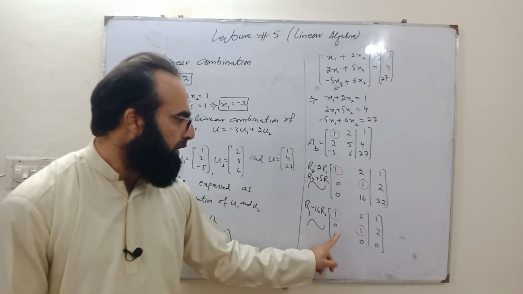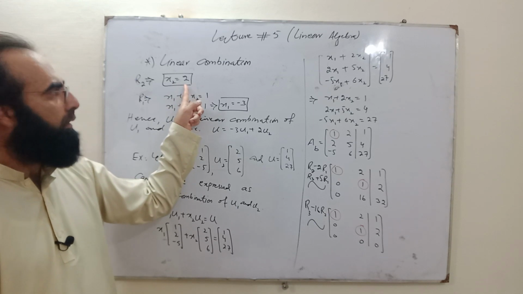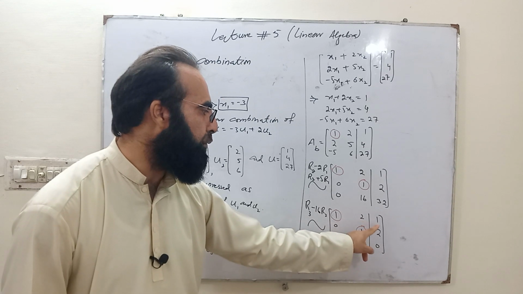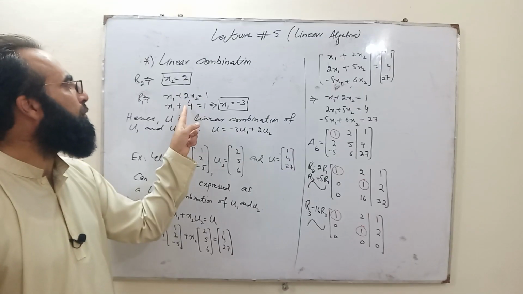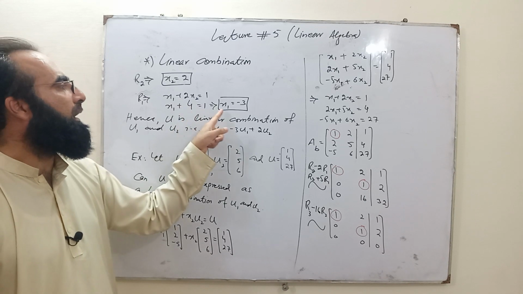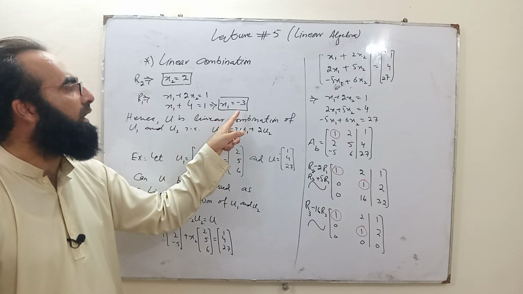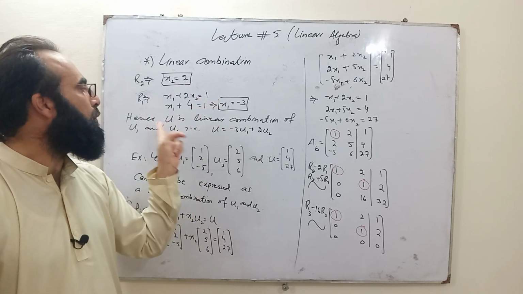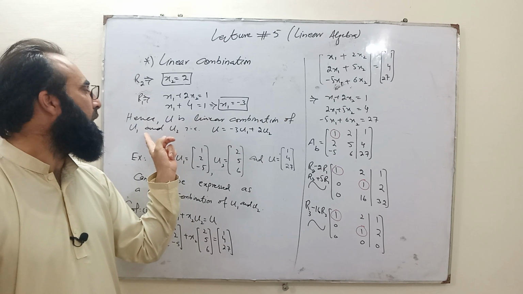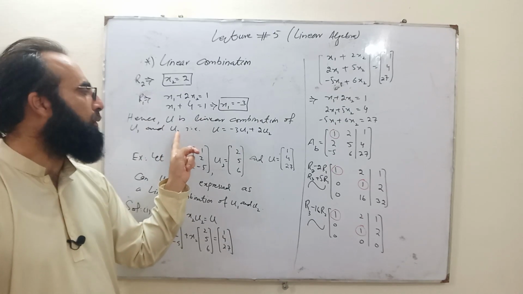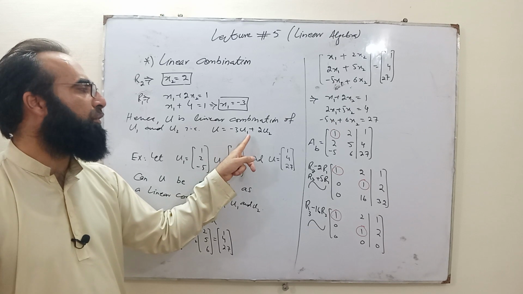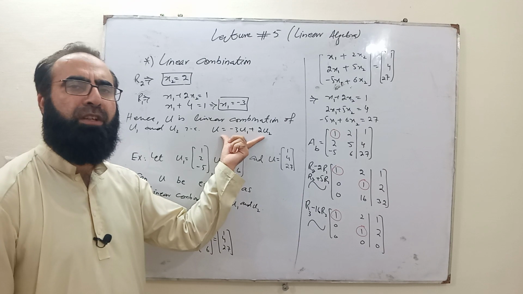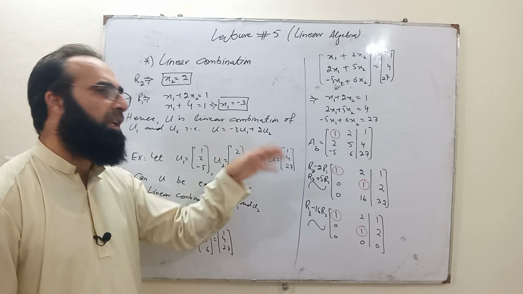Now from the second row we get x2 equals 2, and from the first row x1 plus 2x2 is equal to 1. Put this value of x2 in this equation, we will get x1 is equal to minus 3. As we obtained the values of the scalars, we can write u as a linear combination of u1 and u2, that is u is equal to minus 3 times u1 plus 2 times u2. And you can verify your answer by putting the vectors on the left and right.